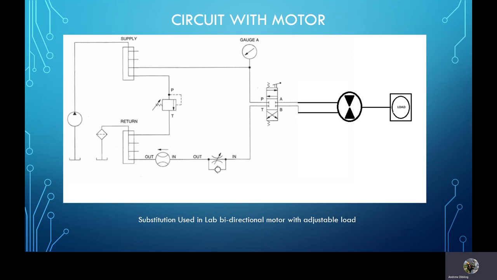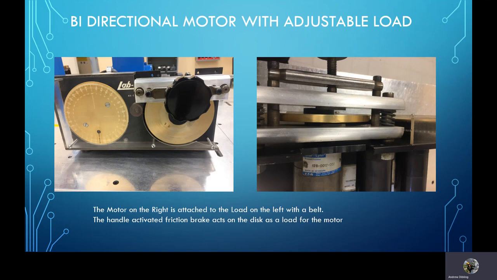Now, in the next experiment, we're going to get into the areas and the force applied and the multiplication of force by changing the area, right? But on this one, we're just more concerned about the concept of flow and speed. And here's the example of the bidirectional motor with the adjustable load that we used. So this is connected with a belt. It's a cogged belt, so it has really good connection. There's no slippage in this belt at all. It's very much like a timing belt that you'd see on your car.